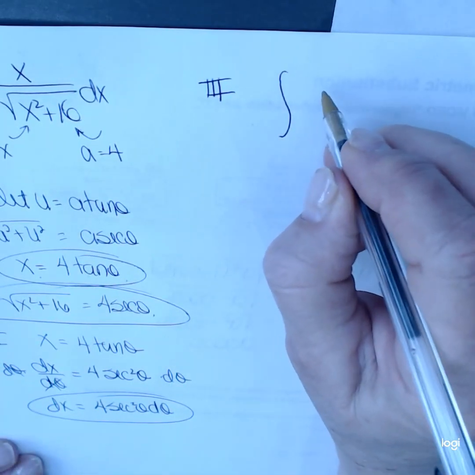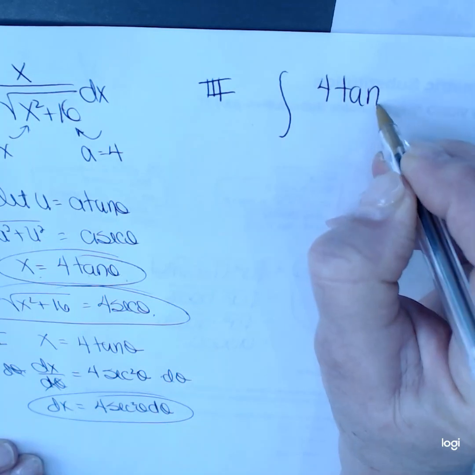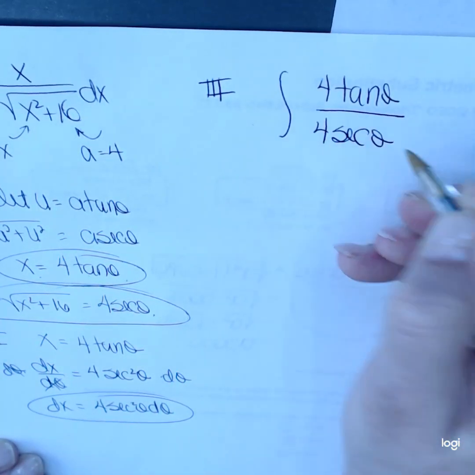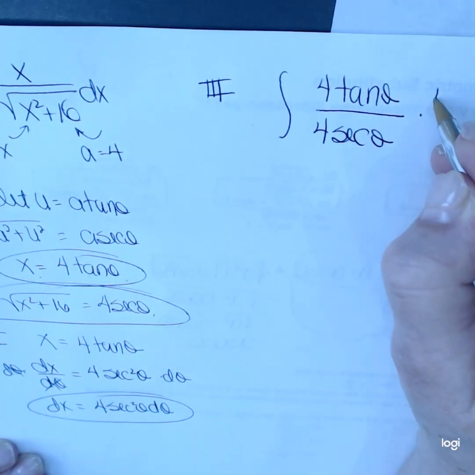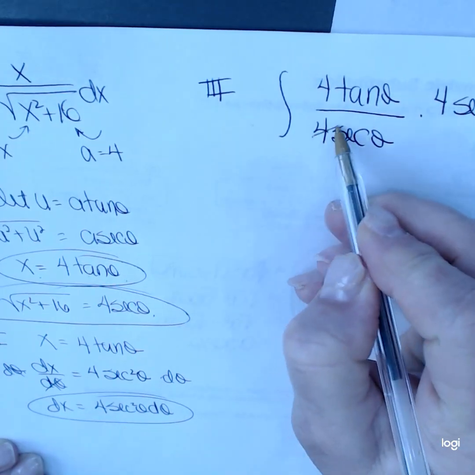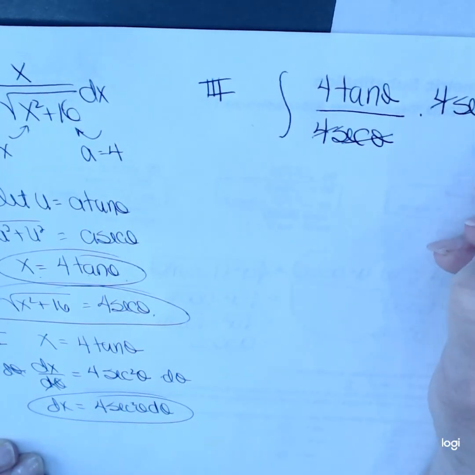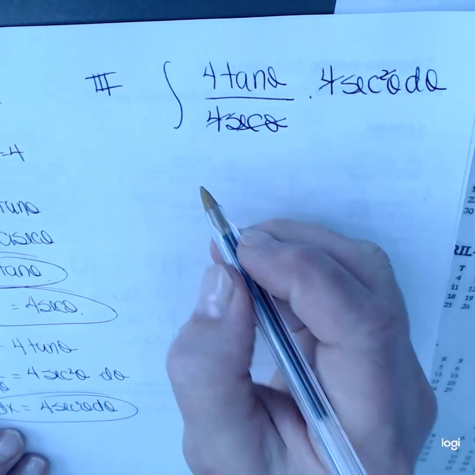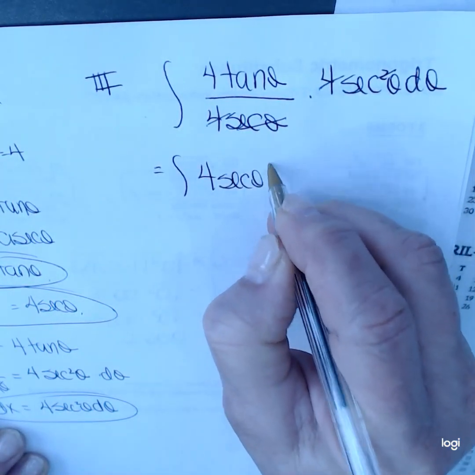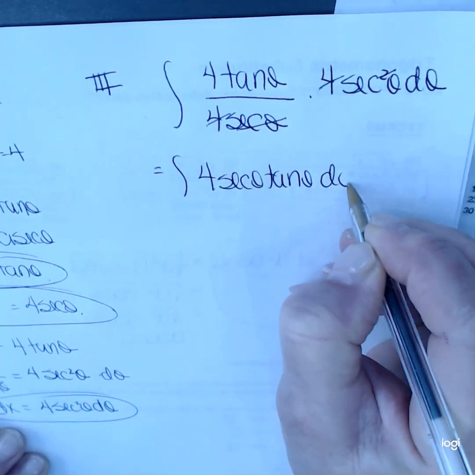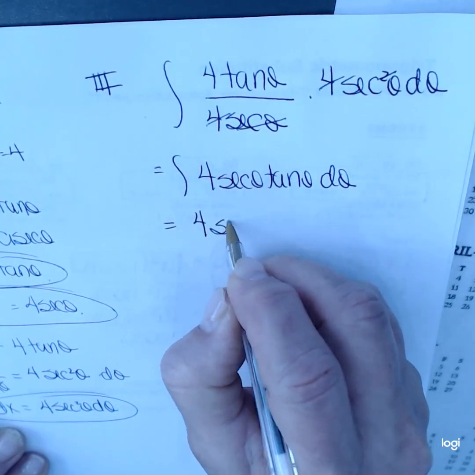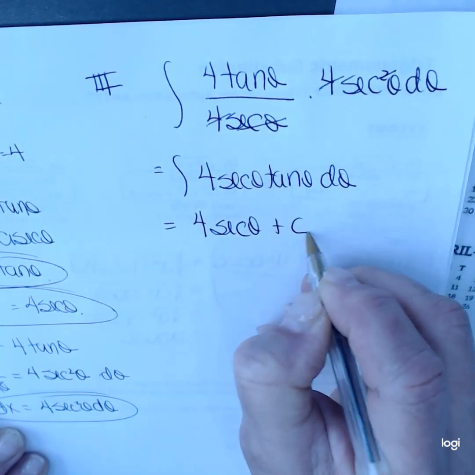We have a single x on top, which is going to give us 4 tangent of theta divided by the radical, which is going to be 4 secant of theta. And we're going to multiply that by dx, which is 4 secant squared of theta d theta. This 4 will cancel with this one. One of these secants will cancel with this one. And we wind up with simply the integral of 4 secant of theta tangent of theta d theta. And this is a very simple integral. We just get 4 secant of theta plus c.